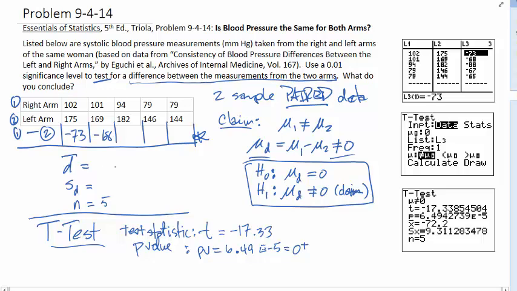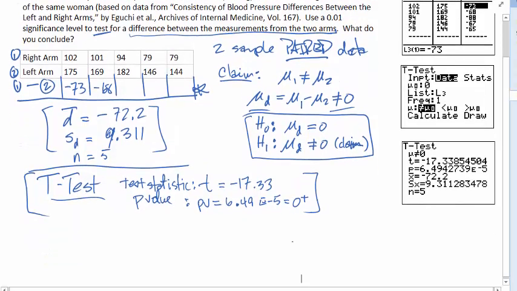We also have the statistics information that we didn't really need to compute because our calculator did it for us. So we got a negative 72.2 as our mean. Our sample standard deviation is 9.311, and then our sample size is 5. So here we go. We have our basic statistics, and we have our result from our calculator. So now we're ready to make our conclusion.